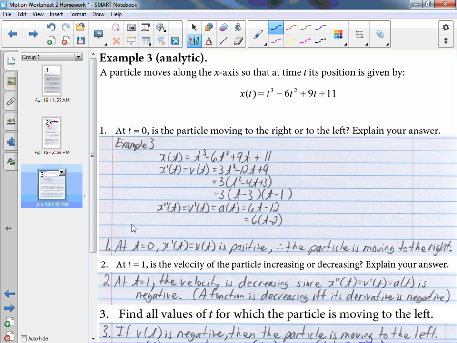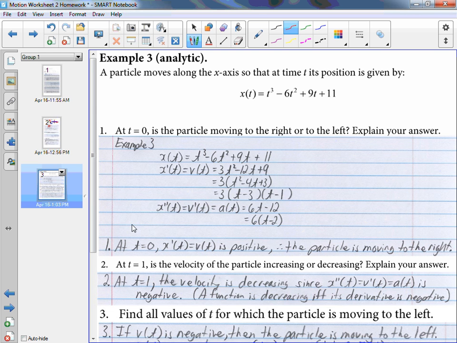Okay? Now, analytically, a particle moves along the x-axis so that at time t, its position is given by x of t equals t cubed minus 6t squared plus 9t plus 11. At t equals 0, is the particle moving to the right or to the left? Okay, we've got a lot of work to do here, don't we? Because the particle's moving to the right if its velocity, if its derivative, is positive. It's moving to the left if its velocity, its derivative, is negative.